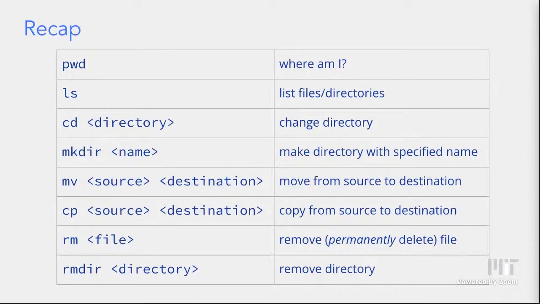mkdir, make directory: you give it a name and it creates a folder with that name. mv: you give it a source and a destination, and it moves something from the source to the destination. cp: give it a source and a destination, and it copies something from that source to the destination. rm removes a file, and rm -r removes a directory. And most of the names kind of give you an idea of what the commands do. So yeah.